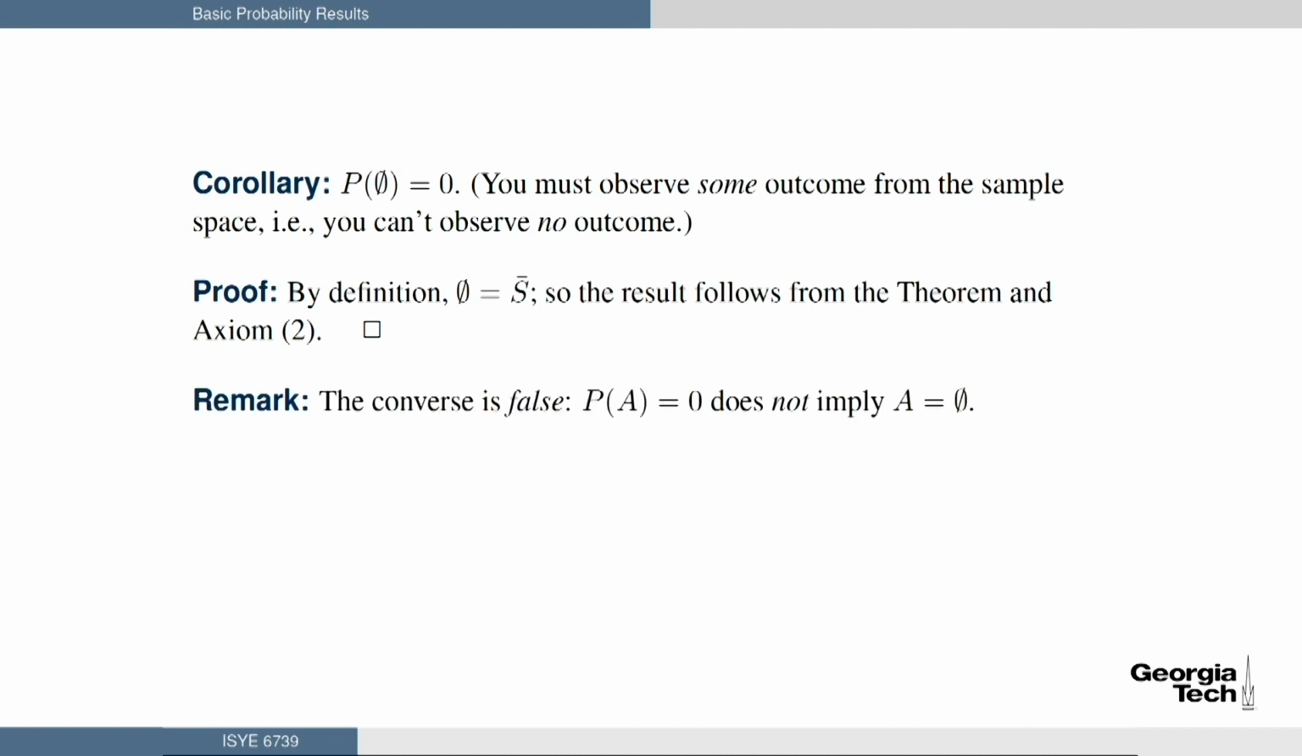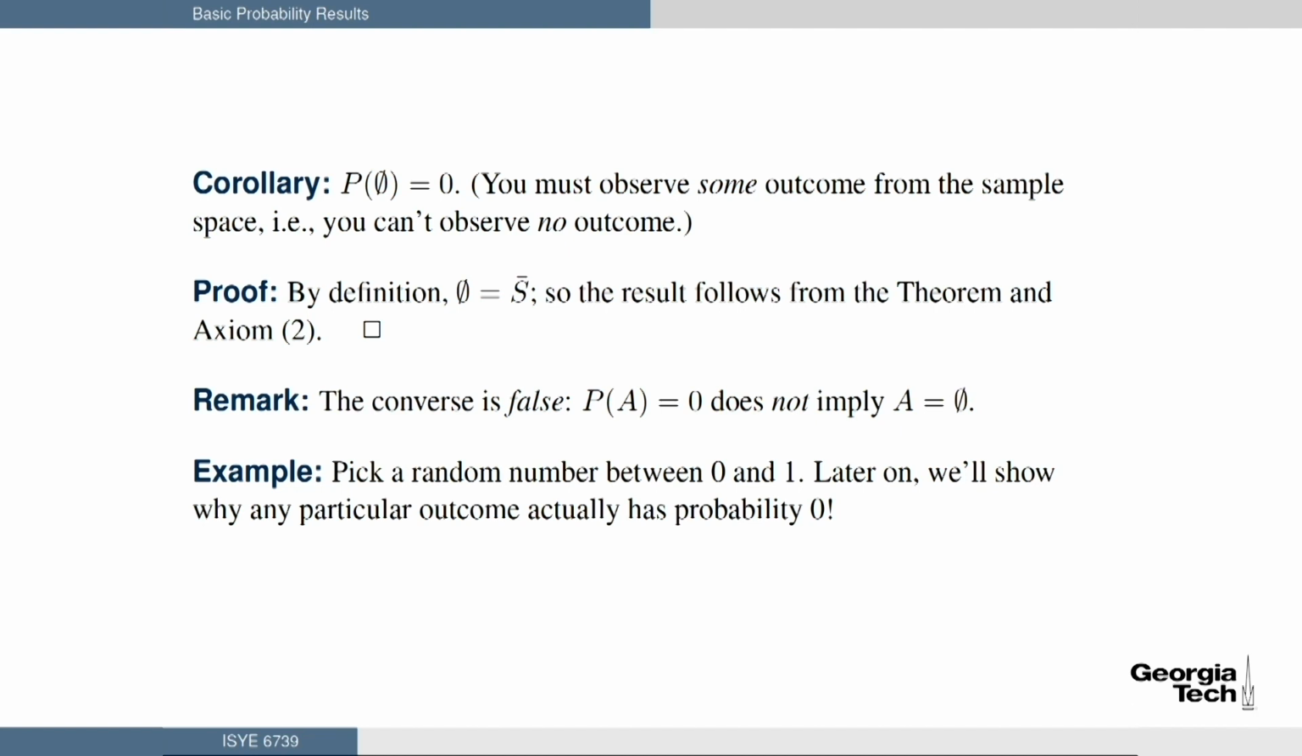Here's an extremely cool remark. Namely, the converse of the corollary is false. So what this means, the corollary just says the probability of the null set is 0, but if something has probability 0, it doesn't mean that it's the null set. So P of A equals 0 does not imply that A is the null set. And here's sort of the bellwether example for that. Let's pick a random number between 0 and 1. There's a lot of numbers between 0 and 1. In fact, an uncountable number. So each particular number that you could pick has probability 0.